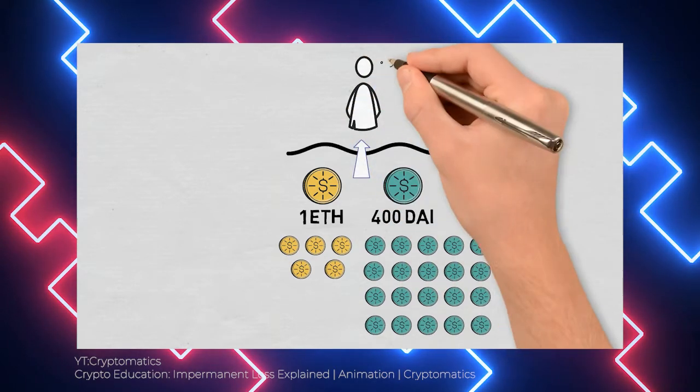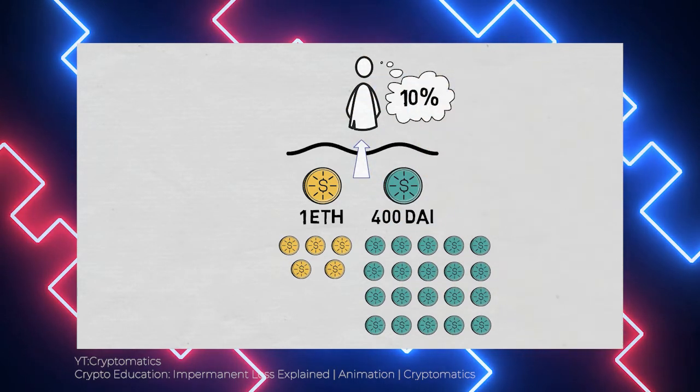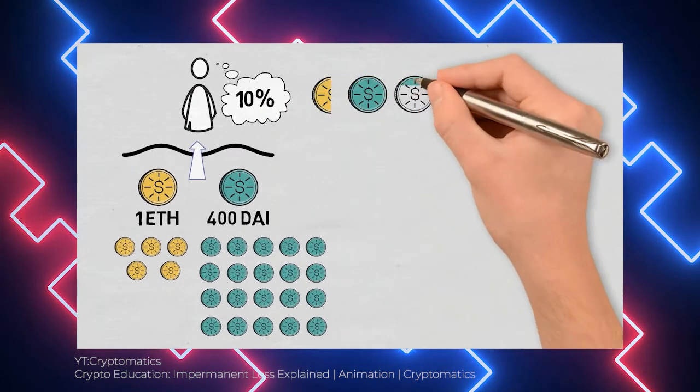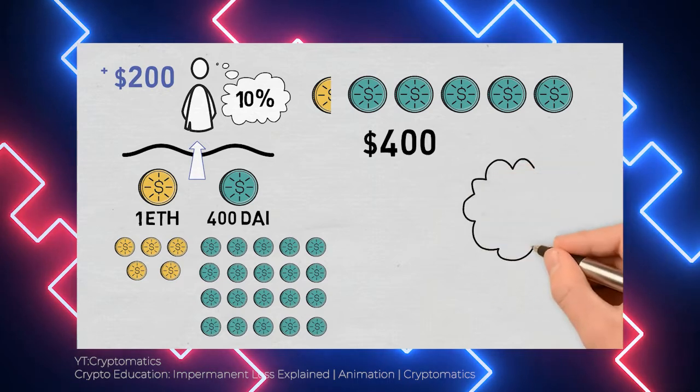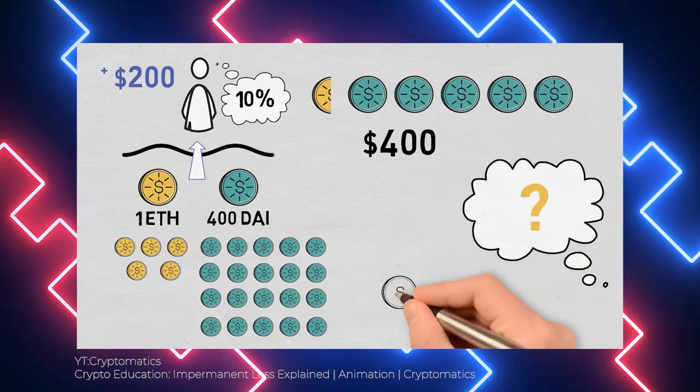Then, the trader decides to withdraw her funds. As we know from earlier, she is entitled to a 10% share of the pool, meaning that she can now withdraw 0.5 ETH and 200 DAI, totaling 400. This also means that she made some profits since her deposit of tokens was worth $200.